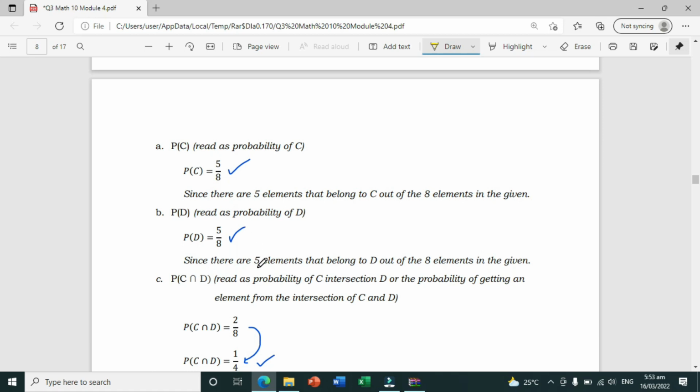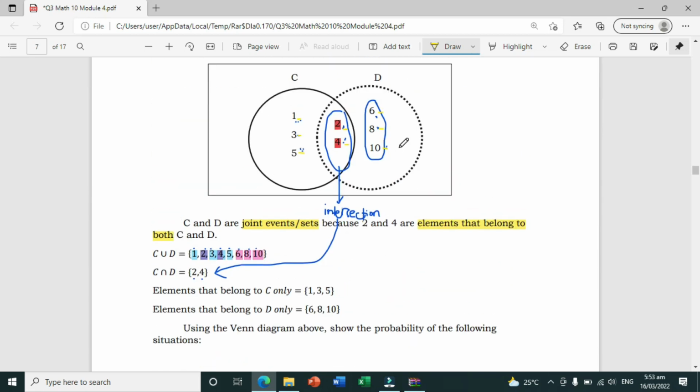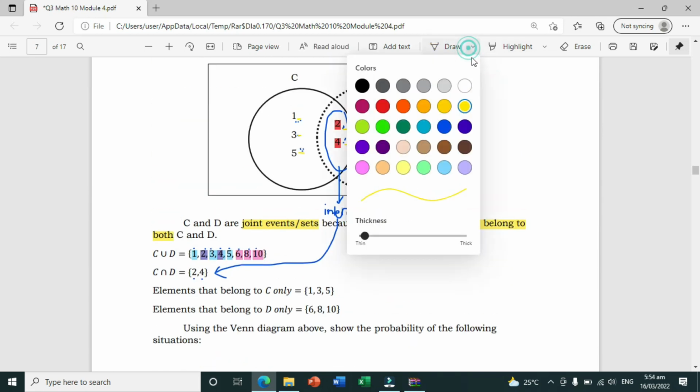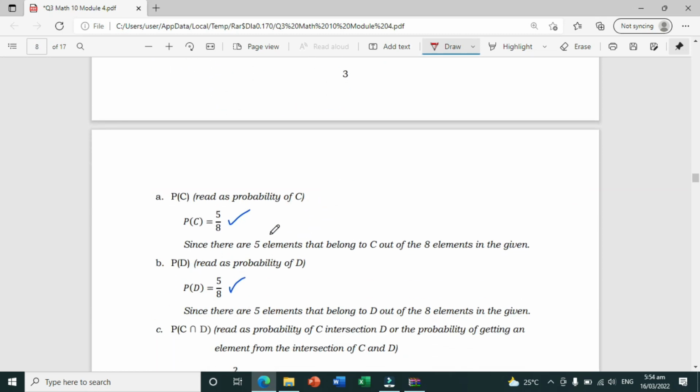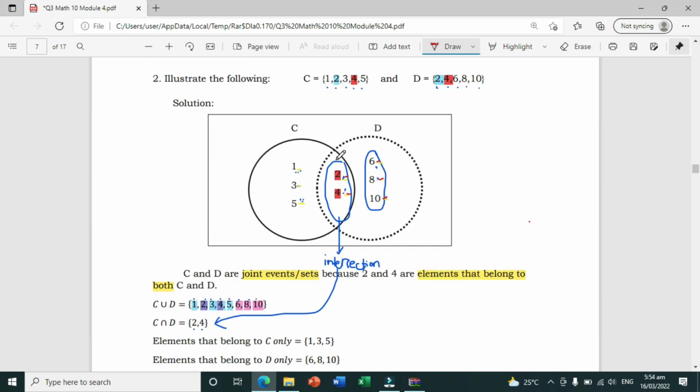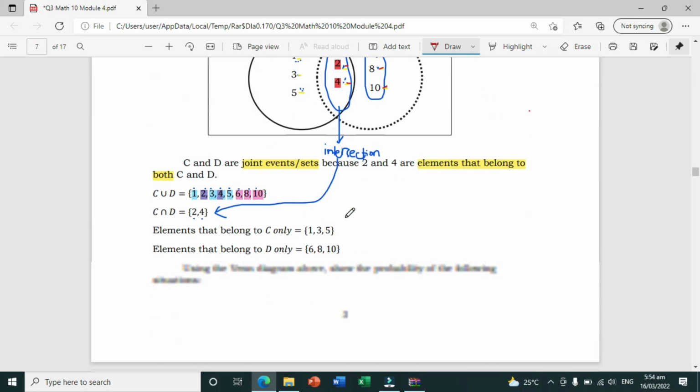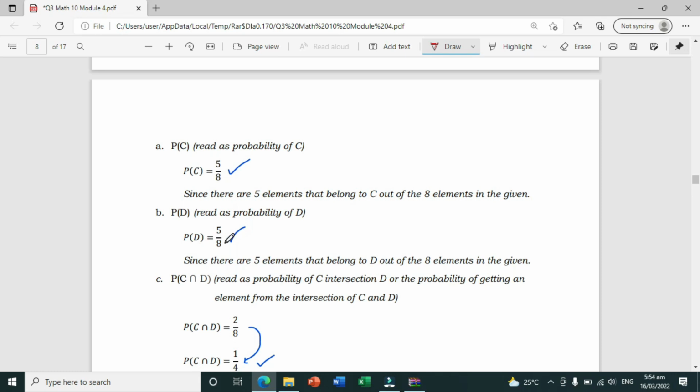Letter B, the probability of D is equal to 5 over 8 since there are 5 elements that belong to D out of the 8 elements in the given. So, bibilangin natin. Draw muna natin ng ibang color. Sige, red na lang. So, sa D, meron tayong 1, 2, 3, 4, 5. So, 5 over, so 8 pa rin lahat. 1, 2, 3, 4, 5, 6, 7, 8. So, the denominator is 8.